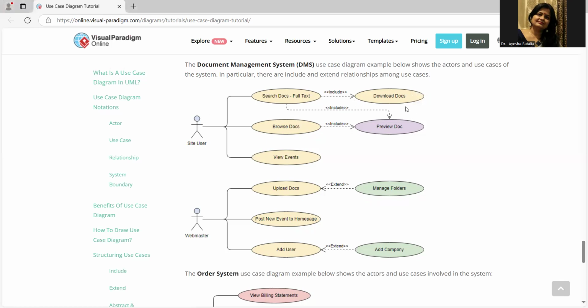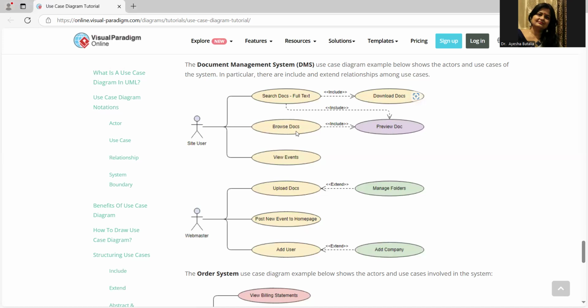And of course, if you can't download the docs, what is the use of searching the docs? So this has to be compulsory there. That's why include is there. Now, this use case also diverts to preview doc. So once you can download, before that, you can do a preview doc. That was also compulsory. You should have a preview.